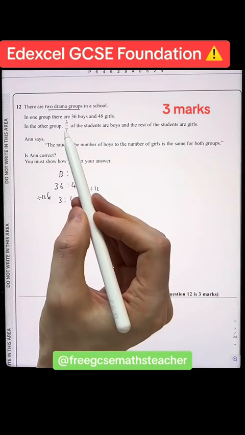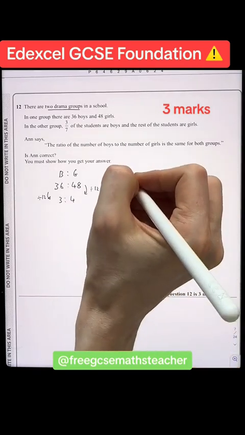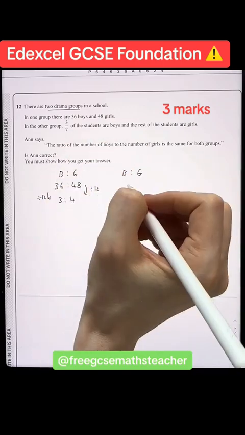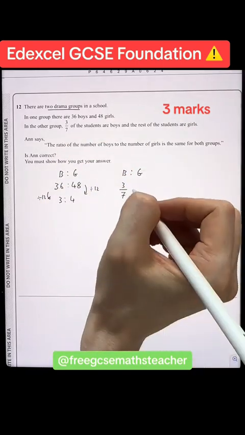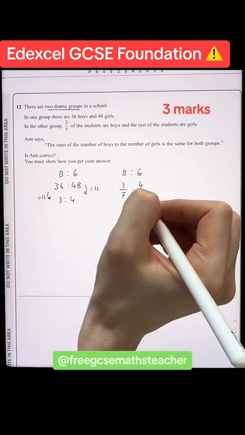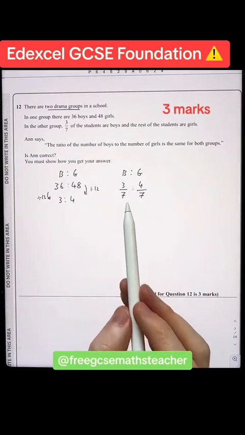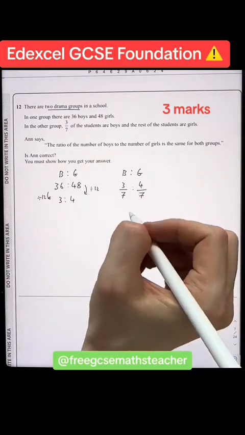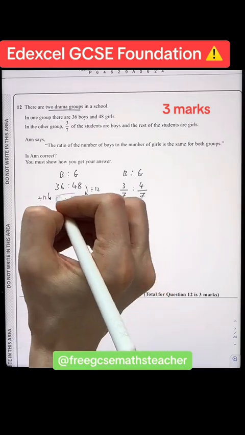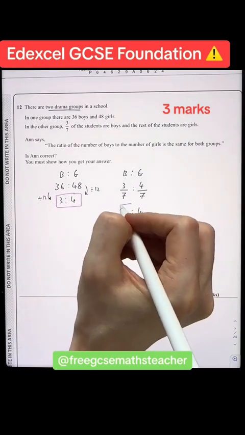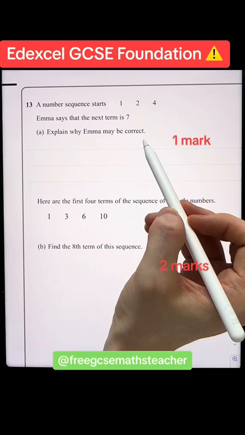In the other group, we're told 3/7 of the students are boys and the rest of the students are girls. So therefore, the ratio of boys to girls in the other group, if 3/7 are boys, if I want to work out the number of girls, I can just do the bottom number take away the top number. Well, 7 take away 3 gives us 4, and it's always the same denominator. So therefore, 4/7 are girls. As they have the same denominator, I can just read off the top numbers as my ratio. Therefore, it's the ratio of 3 to 4. We can now see that the ratio of boys to girls in both groups is 3 to 4. Therefore, Anne is correct.